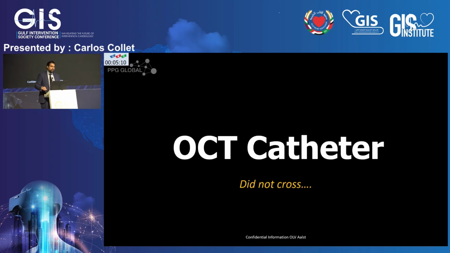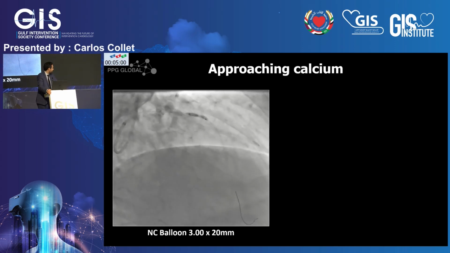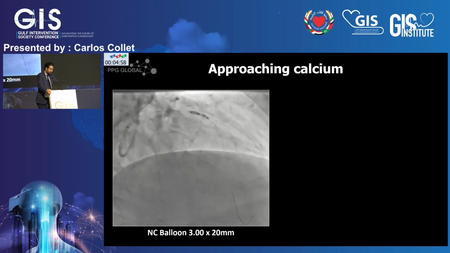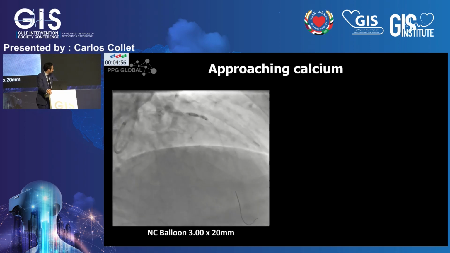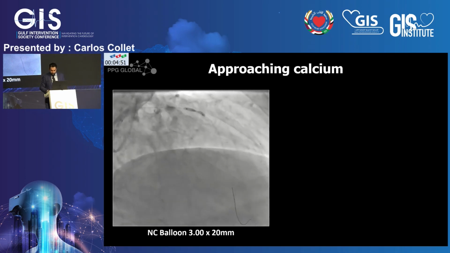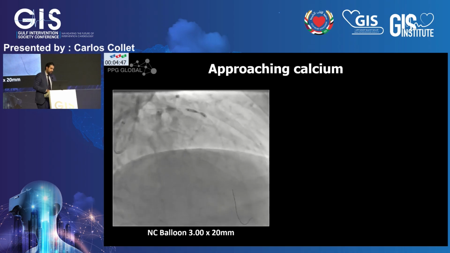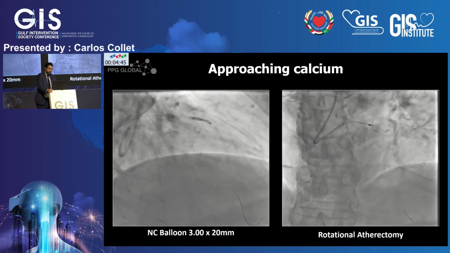We tried to do OCT. The catheter didn't cross. Okay? Welcome to real life. No problem. Let's balloon it and make some room for the OCT catheter. Look at the balloon. After a few attempts, we try to cross with the balloon. We cross it. We cannot really open that particular part of the vessel, which we already knew from the CT, as there was a very calcific lesion. Then we very quickly shifted to rota. We saw this undilatable lesion.